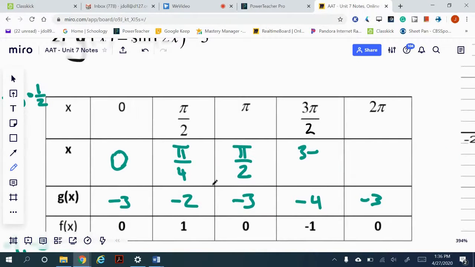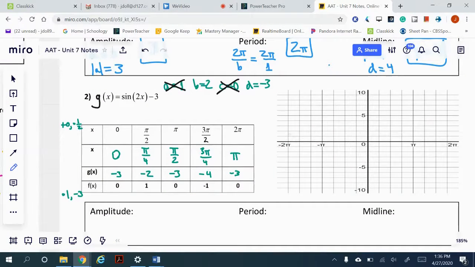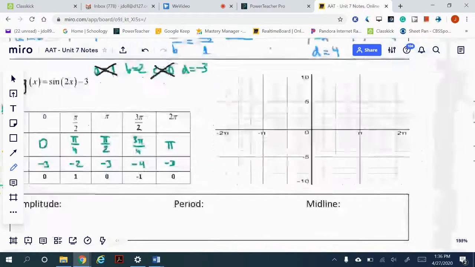What's half of 3 pi over 2? Well, it's 3 pi over 4. And then half of 2 pi is just pi. All right. So again, all I did was add 0 to each of these, and then multiply each of these by 1/2. So let's come to our graph now.